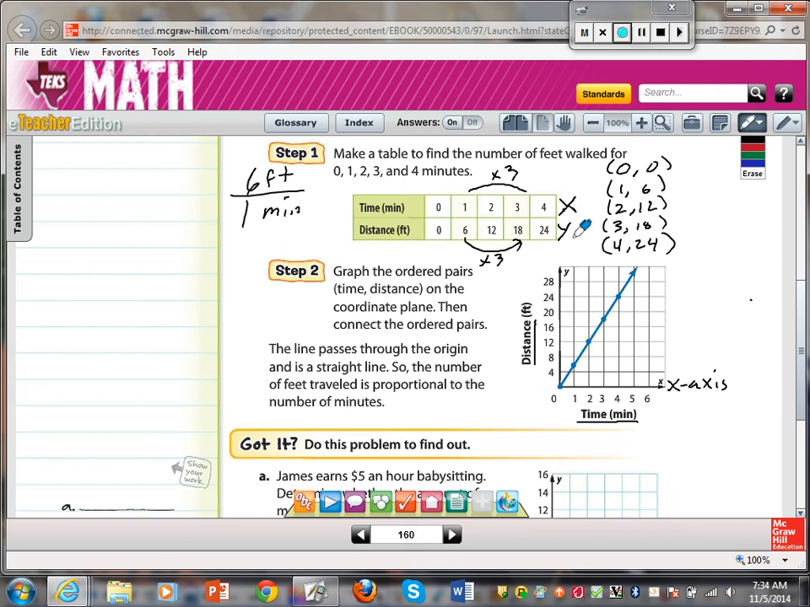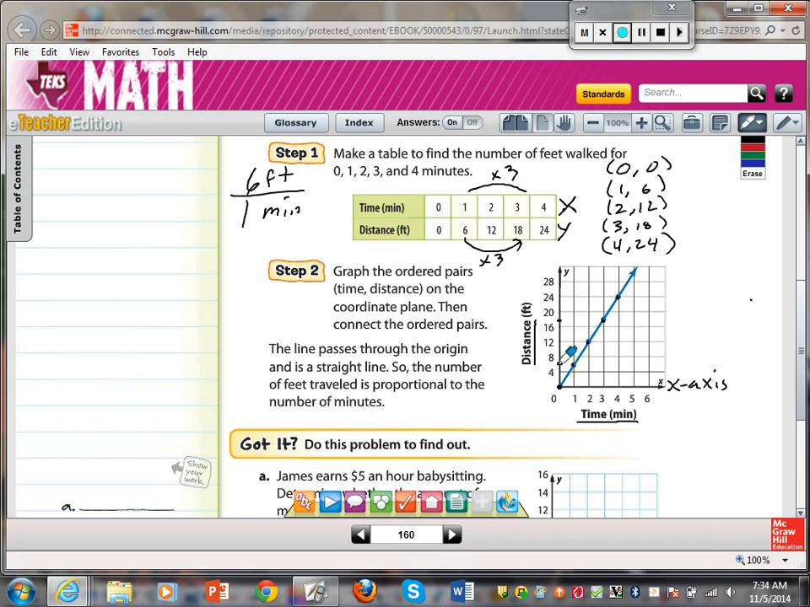So let's graph this. 0, 0 tells us to be at the origin. And then 1, 6, 1 to the right, 6 up. So you know that 6 is right in between 8 and 4. And then 2, 12, 2 to the right, 12 up. You can see the point right there. And then 3 to the right, 18 up. There it is. So that's right between 16 and 20. And then the last one will be 4, 24. 4 to the right, and then 24 up.